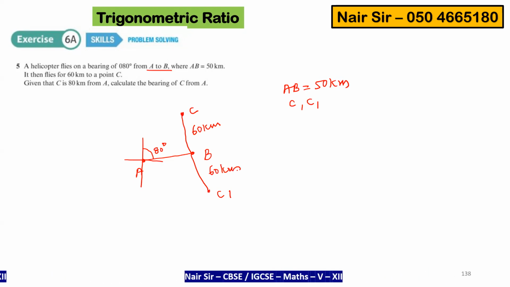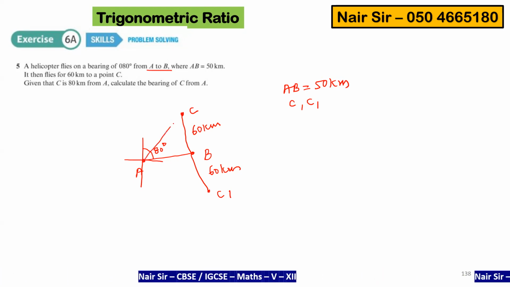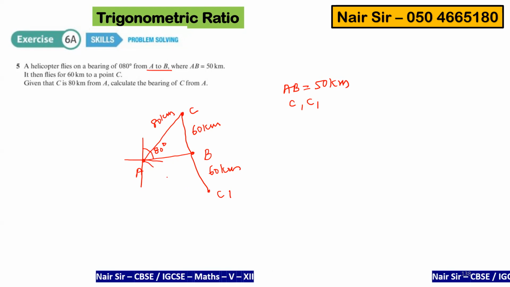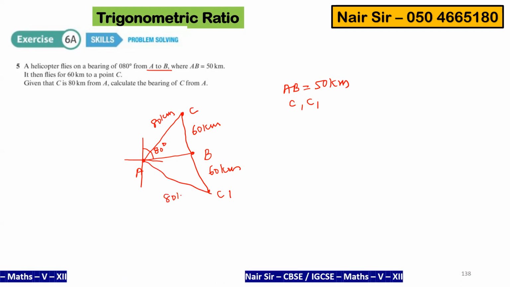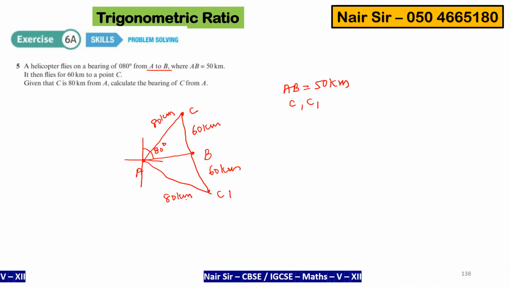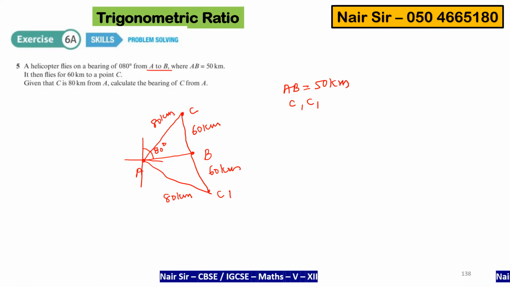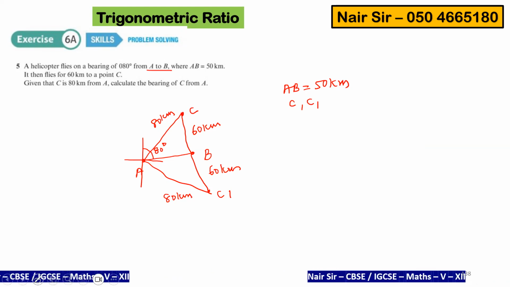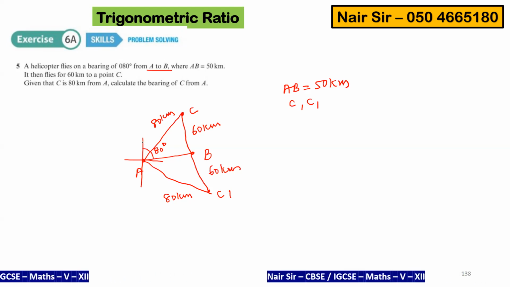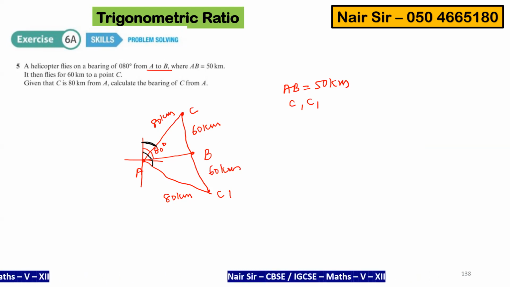Given that C is 80 kilometers from A, I've been given this also. This is 80 kilometers. So what is this going to be? This is also going to be 80 kilometers. Calculate the bearing of C from A. I need to calculate which bearing. Let me just change the color. I need to calculate this bearing. There will be two bearings which I will have.